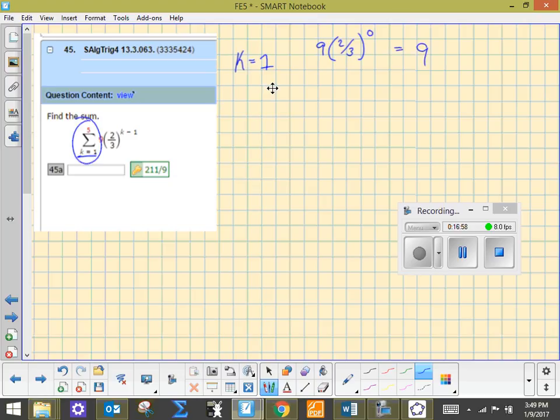Now this whole thing here tells me that k keeps increasing. It's going to go to 2. So I'll go 9 times 2/3. Now k minus 1, where k is 2, 2 minus 1 would be 1. That's going to cancel, gives me 3 times 2, which is 6. Now k is going to grow to 3. Okay, so I'll go 9 times 2/3 to the 3 minus 1, which is 2. So that's 9 times 4/9, which is 4.